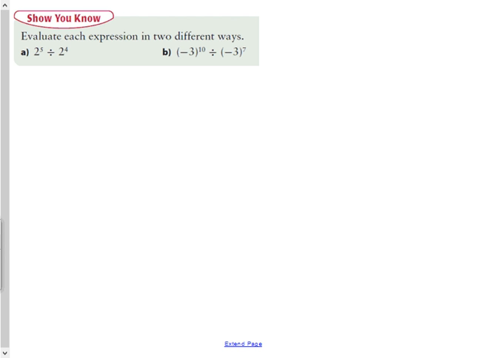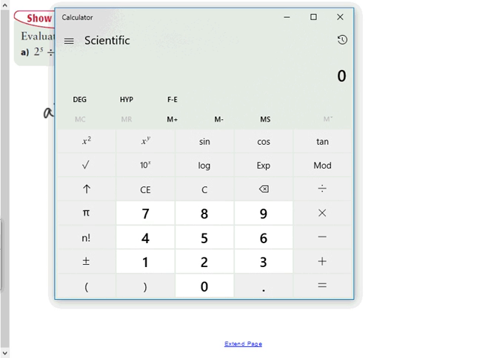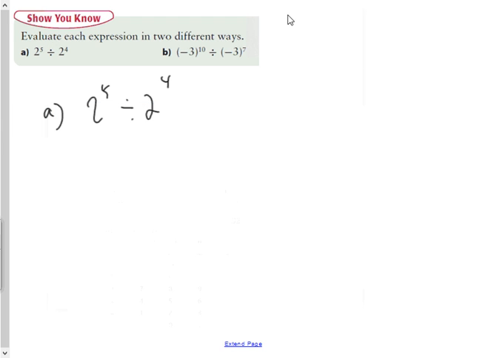The second show you know says evaluate each expression in different ways. So this time we're using division. So this is a little bit more complicated. If I look at A, it's 2 to the 5th divided by 2 to the 4th. Now, before I actually do this, I'm going to figure out what the answer would be. And 2 to the 5th, if I take my calculator, and I go 2, xy button 5, it's going to say 32. And we know that 2 to the 4th is 16. So it's actually 32 divided by 16. I know my answer is going to be 2. Okay, so I know my answer is going to be 2 based on just using straight up standard form division, or 2 to the 1.